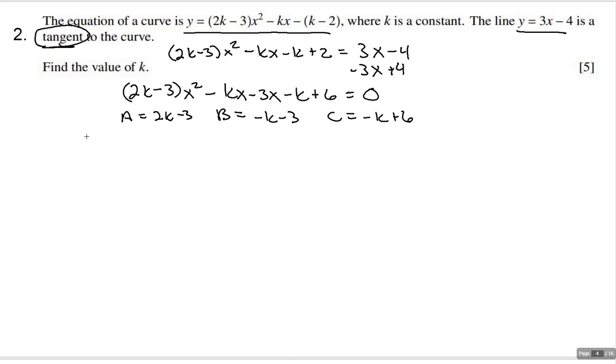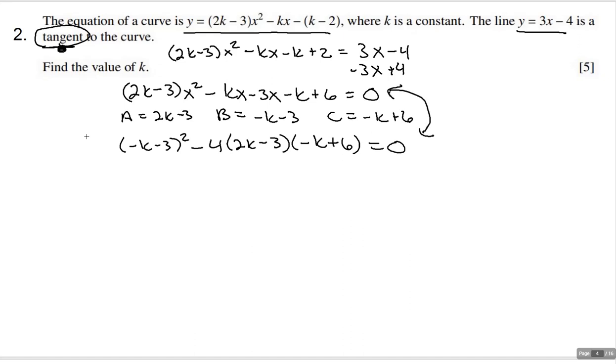So then when I get my discriminant, it looks like this: negative k minus 3 squared. That's b squared minus 4 times a, 2k minus 3, times c, which is negative k plus 6. Once again, in this case, they're telling me it's tangent, so I make my discriminant equal to 0. And see, sometimes people get confused. They think that these two have something to do with each other, and they have nothing to do with each other. If this problem had said that they meet twice, I'd be making it greater than 0. If it said that they won't touch at all, then I make it less than 0.